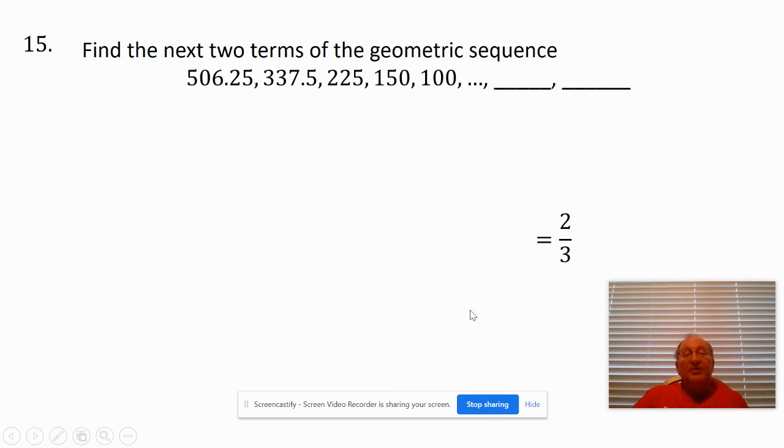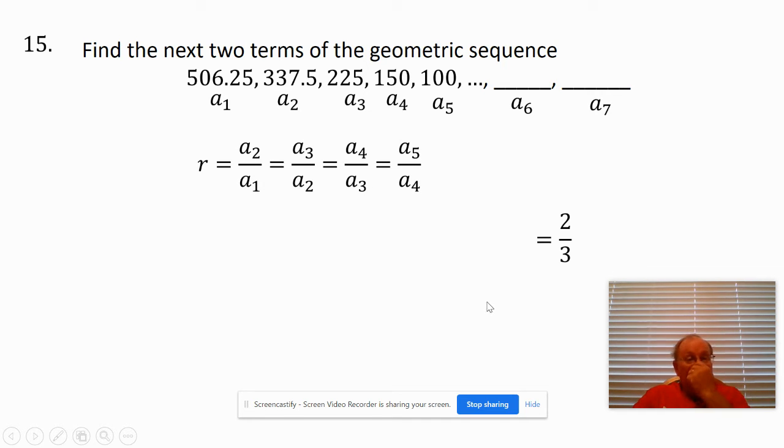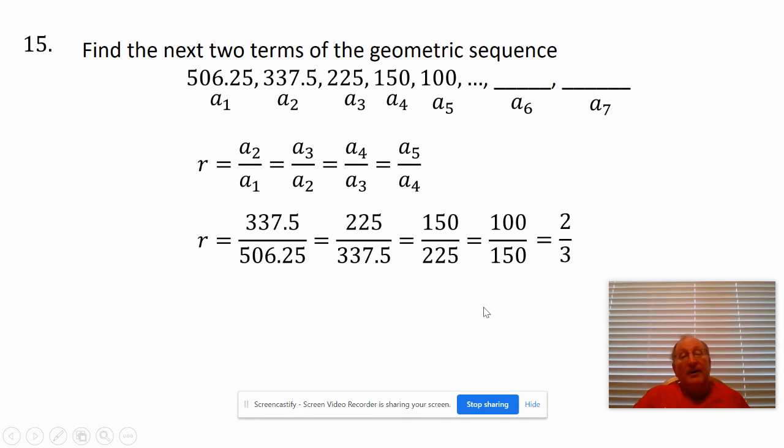So let's find the next two terms. Well, I already got my rate there, popped up a little early. But same thing, take your two numbers and what? Divide them. Notice this time the numbers are getting smaller. And if you look at all the numbers, it is the ratio of 2 over 3. It would be 0.6666 if you want to keep going, but I like 2/3 better than that.